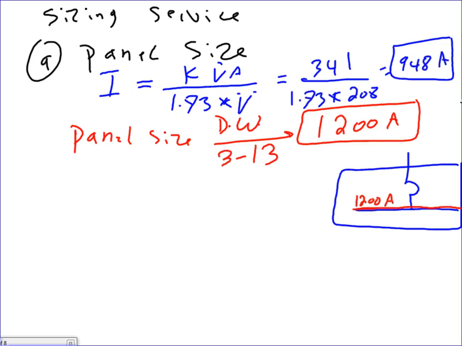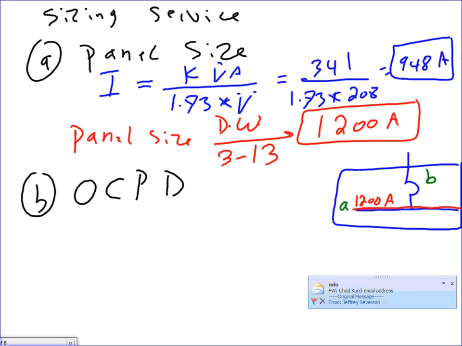Now, the next thing that I want is the overcurrent protection device. That's the fuse ahead of it. Overcurrent protection device, guys. Just to give you an idea where we are, this is A, this is B. I want to size the overcurrent protection device, B. What do you guys think the overcurrent protection device should be?